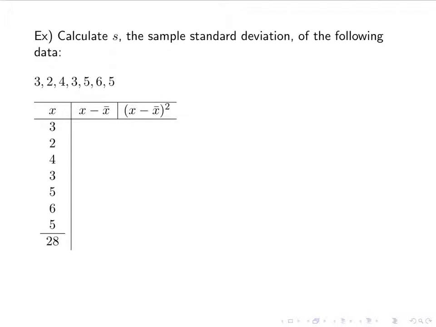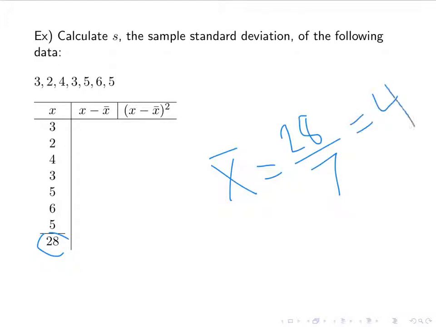I have x minus x bar, and then I have x minus x bar squared. So down here, this 28 is the total. I've added up all my values. I have 28, and I need that in order to find x bar. Remember, x bar is the sum, which is our 28, divided by how many values we have. If I count them, 1, 2, 3, 4, 5, 6, 7, I'm going to divide by 7, and we get that x bar is 4.